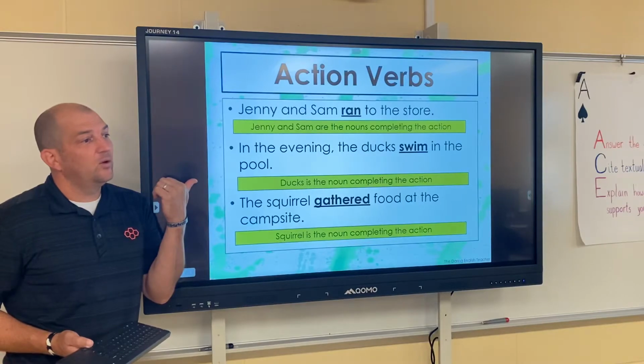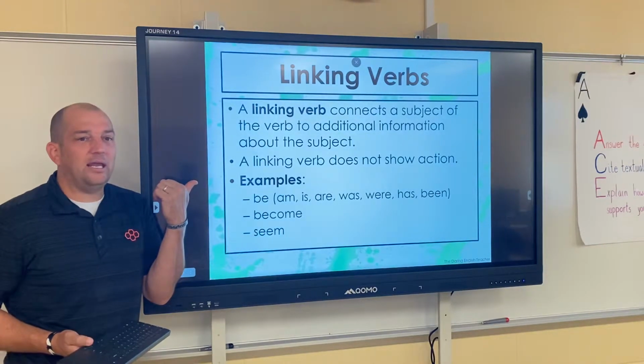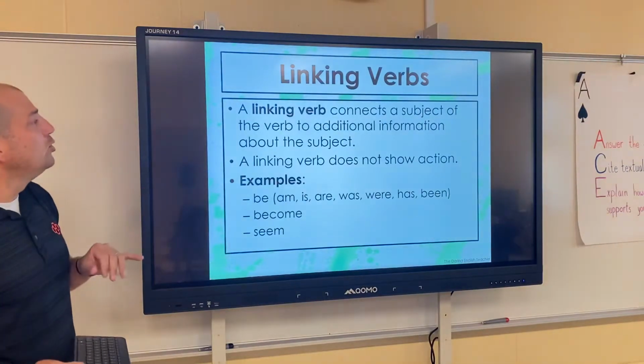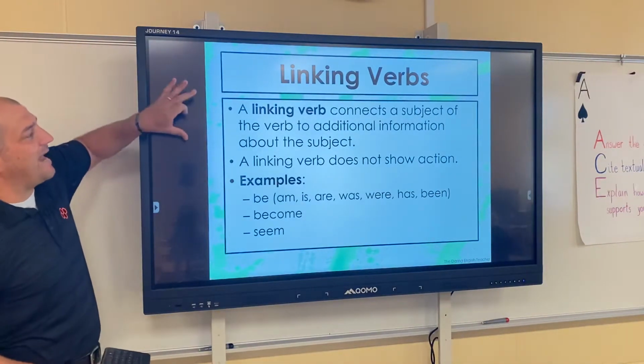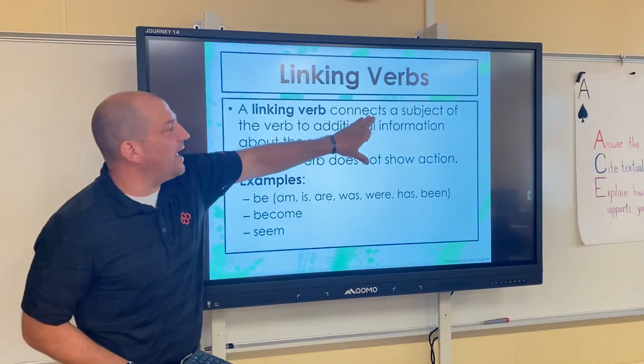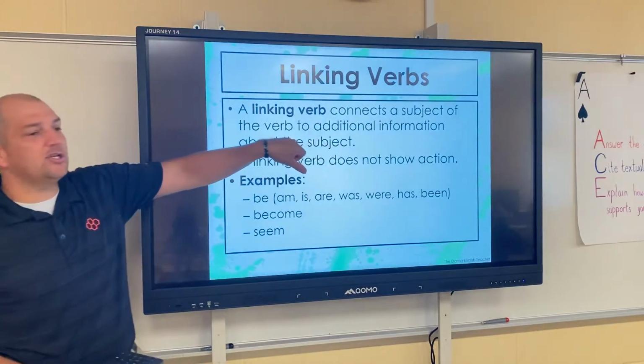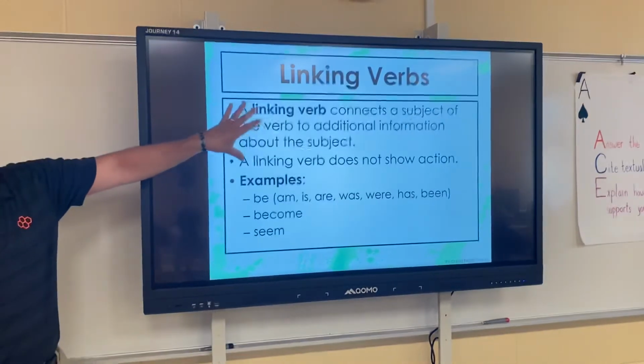Ready? What the heck is a linking verb? You need to know this. Write this down. A linking verb connects a subject of the verb to additional information about the subject. Right? I know it's long.